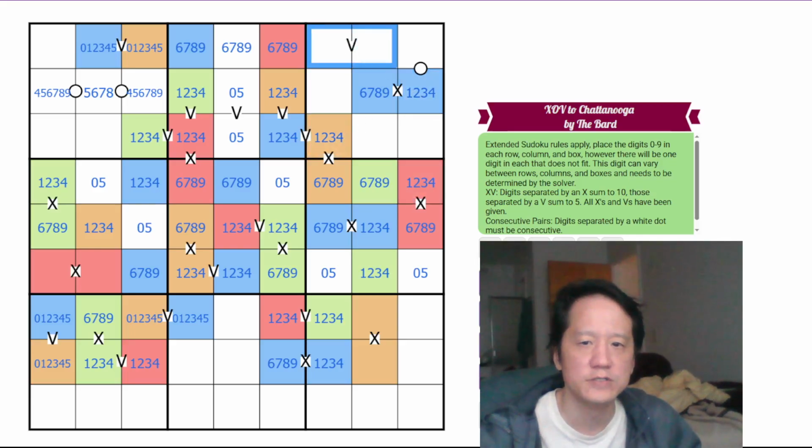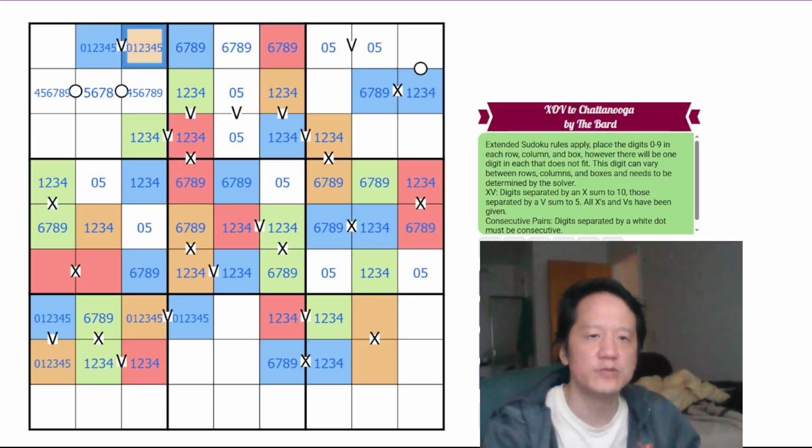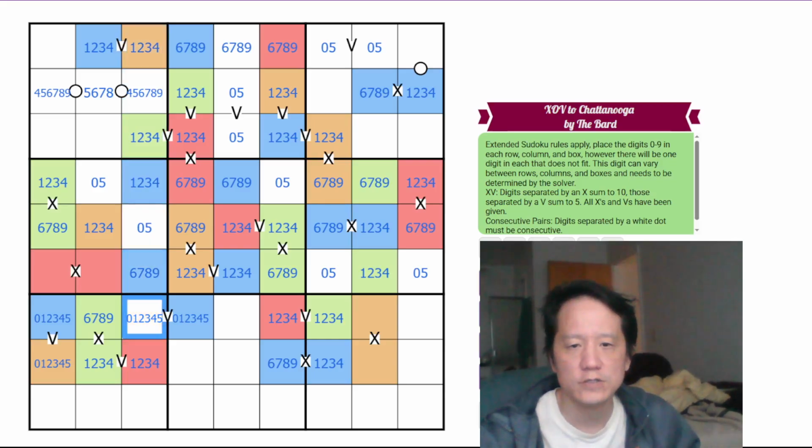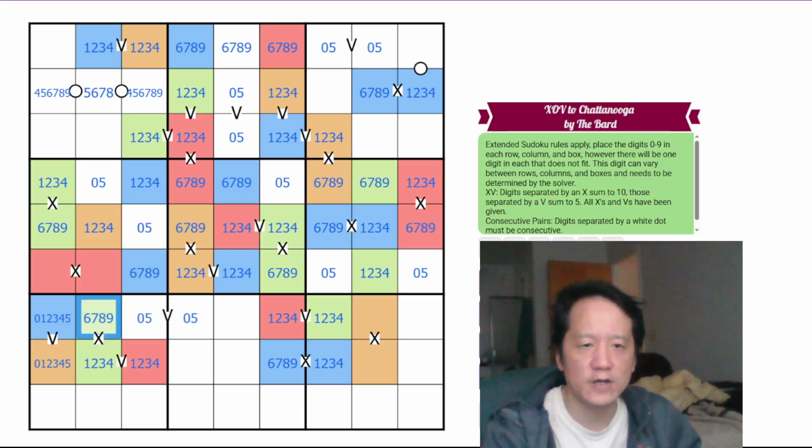So this must be 0 and 5, which means this can't be 0, 5. This can't be 0, 5. This is the low orange, which means this can't be low orange. So this has to be 0 and 5 in both of these. So this is 0, 5, which means this can't be 0, 5. This is the low blue. This is the low orange.